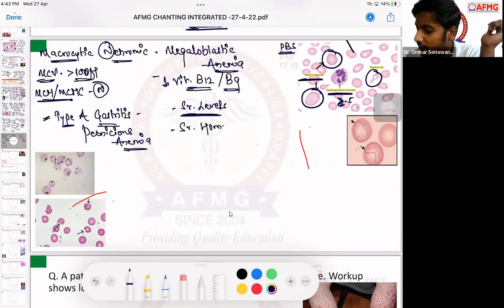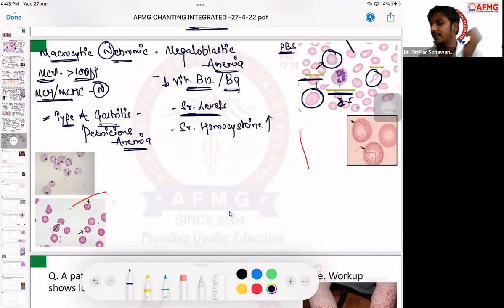We can also check for serum levels of homocysteine. Serum homocysteine levels are elevated in both the conditions. One important thing you need to remember is that there are separate tests for vitamin B12 and vitamin B9. Please, I request you, vitamins are the most important. In the last exam, there were 3 questions from vitamin B12 itself. So please remember, for vitamin B12 we have a separate test.